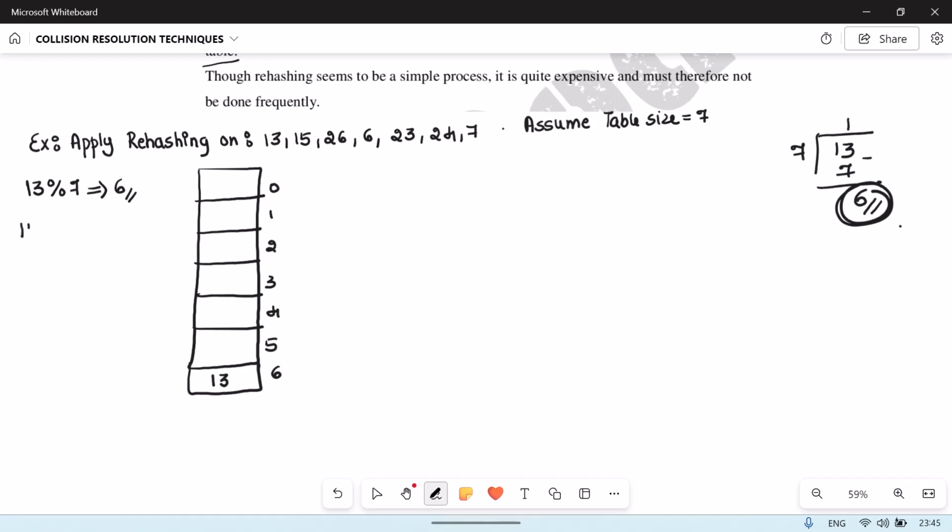Now in the sixth position, you place this 13. Next, we have 15. So 15 mod 7 is 1, so 15 will be placed here. Then we have 26 mod 7. 7 times 3 is 21, so 5. So in the fifth position, place 26. Then we have 6, 6 mod 7.